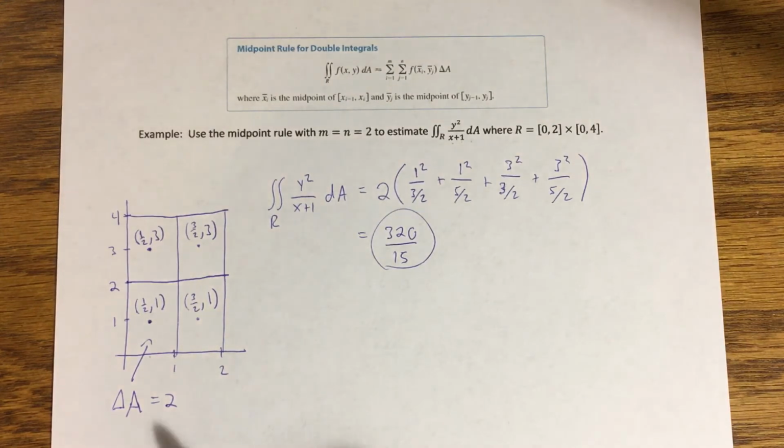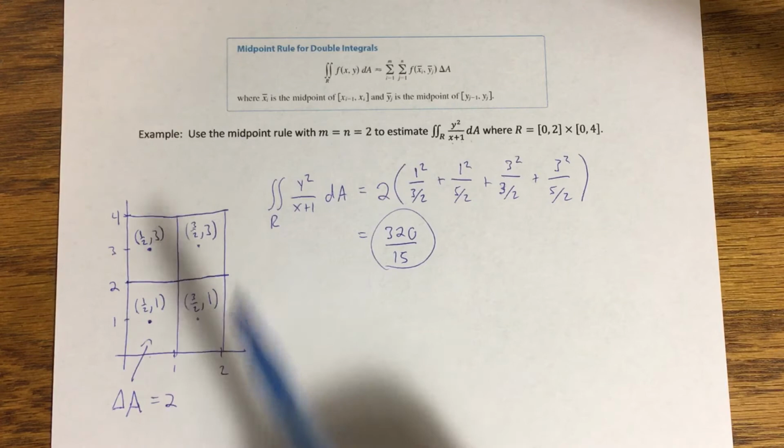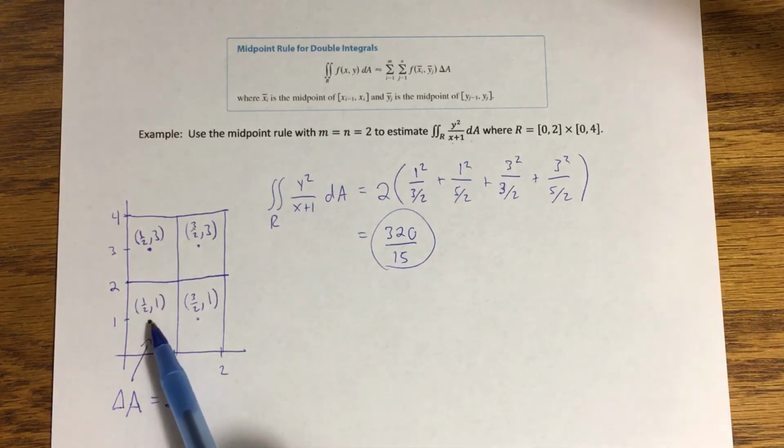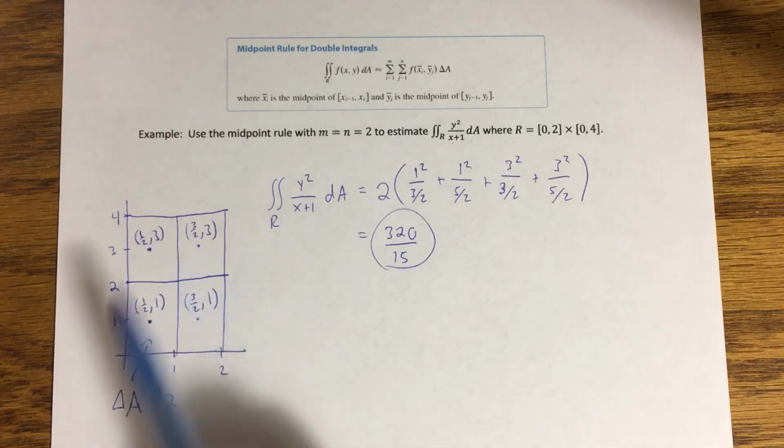Now what I want to do is choose my sample points, only this time, because we're using the midpoint rule, those sample points should be at the exact center of each of these rectangles.